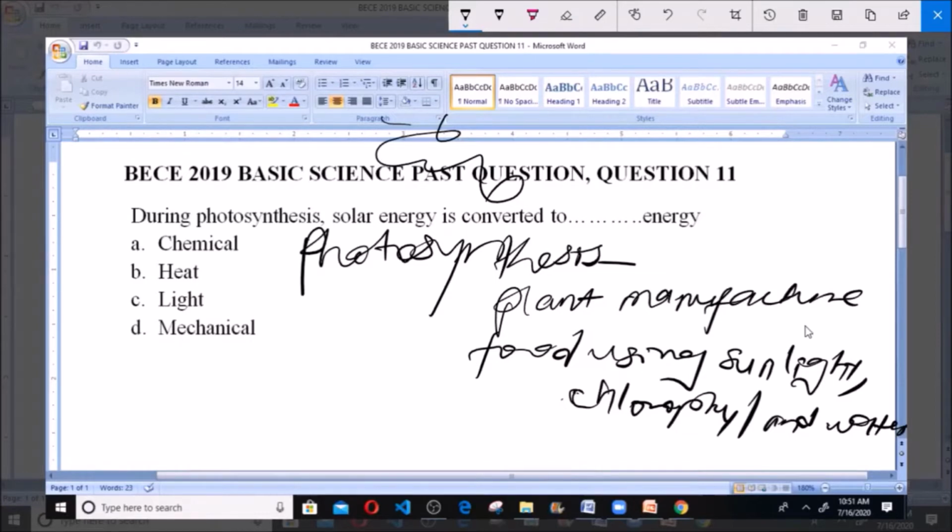To food. And like we know, food is what? Food is made of chemicals. So the energy present in food is what? Chemical energy. While the sunlight here is the solar energy. So definitely, during photosynthesis, this solar energy is being converted to chemical energy present in food. And from here, we have A. Chemical, B. Heat, C. Light, and D. Mechanical. Definitely, our answer here will be chemical.